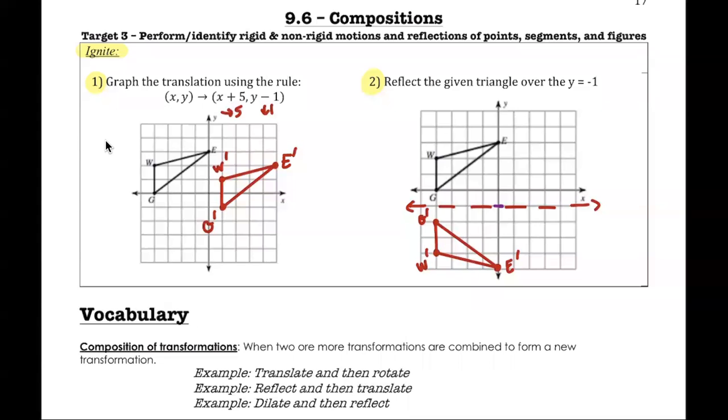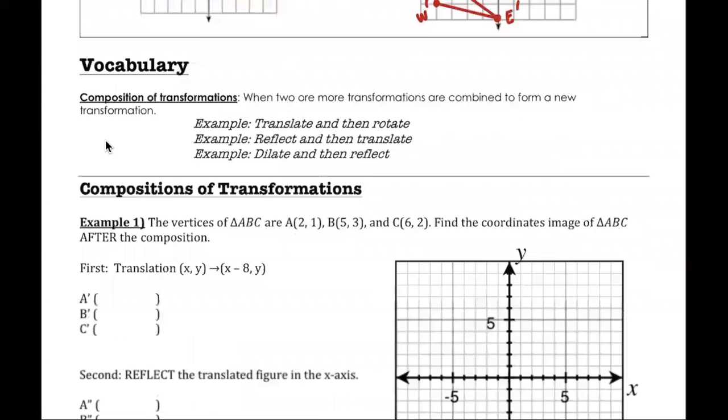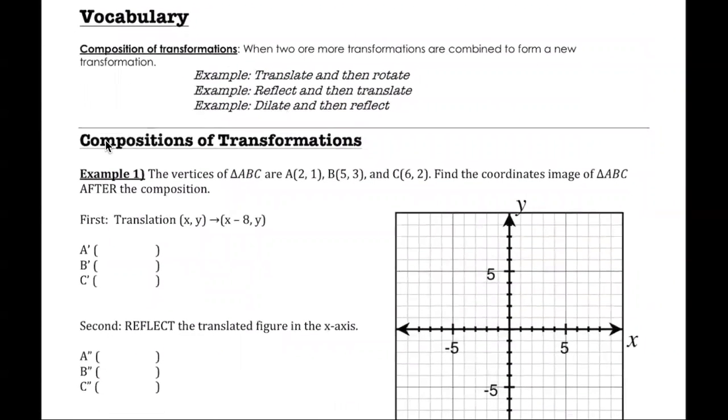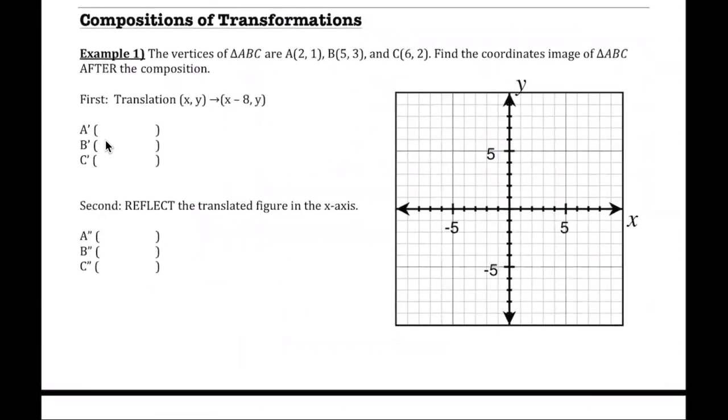Now, compositions, what we're talking about today. Let's read our vocab word for today. It says that compositions are when we have 2 or more transformations that are combined to form a new transformation. Now, it's not forming, for example, an entirely new one. It's just saying that we're going to be doing 2 different transformations on the same set of points.